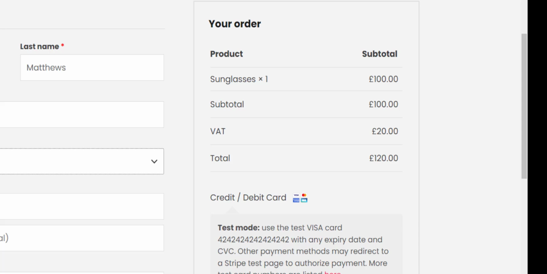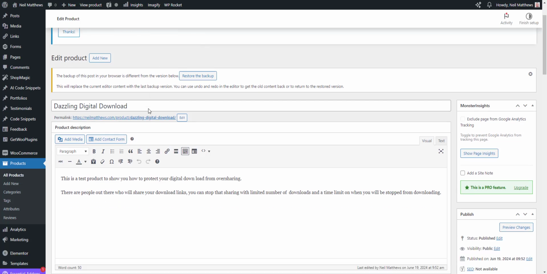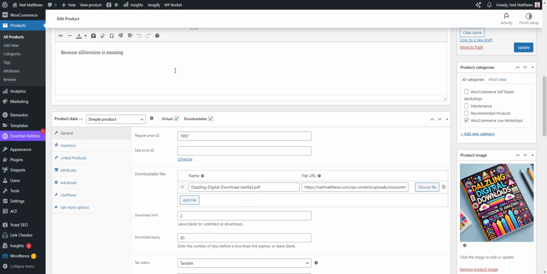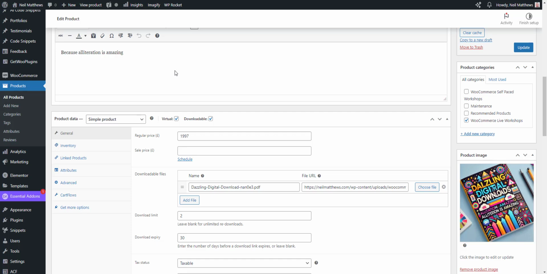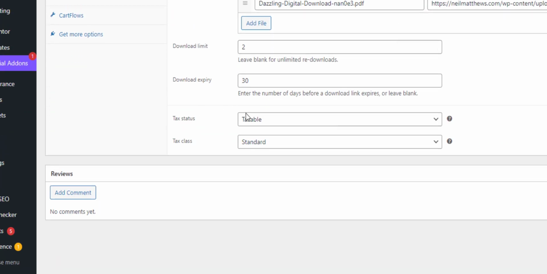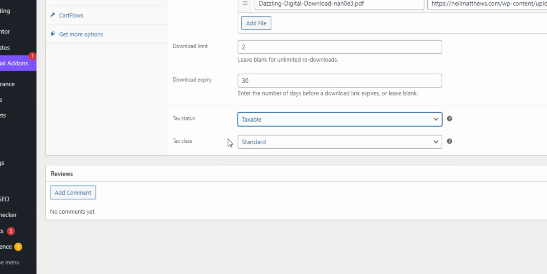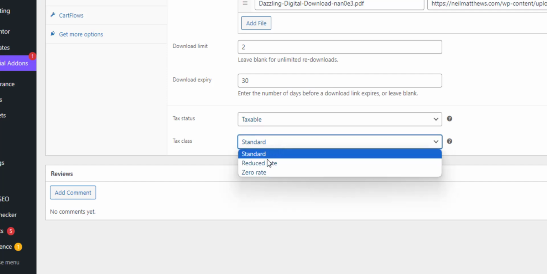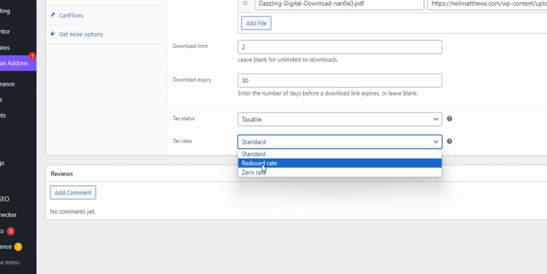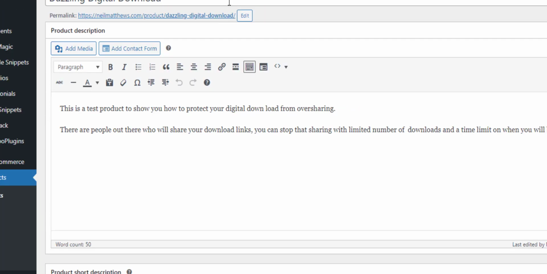All right, let's look at one of my products now. So this is my product, Dazzling Digital Downloads, and I've decided that this is going to be a reduced rate product. So if I look at my general tab, at the bottom we've got some tax information. So if it wasn't taxable at all, you could set it to none, or if there's a tax class, you can change it from reduced rate or zero rate. Let's set that to reduced rate, update my product, and let's add it to my cart.